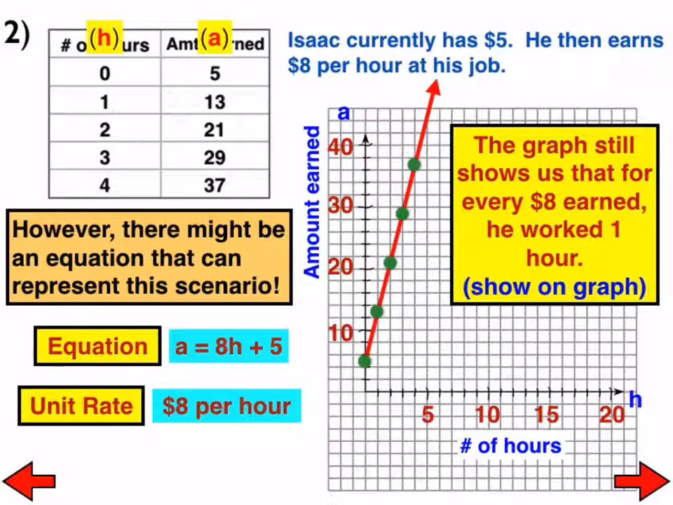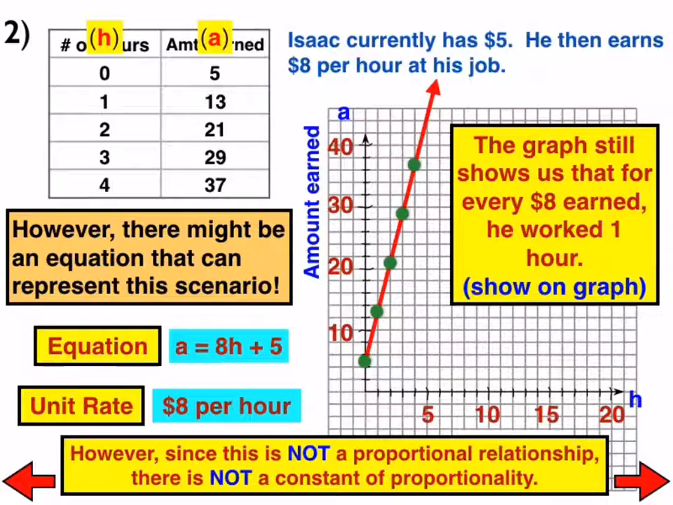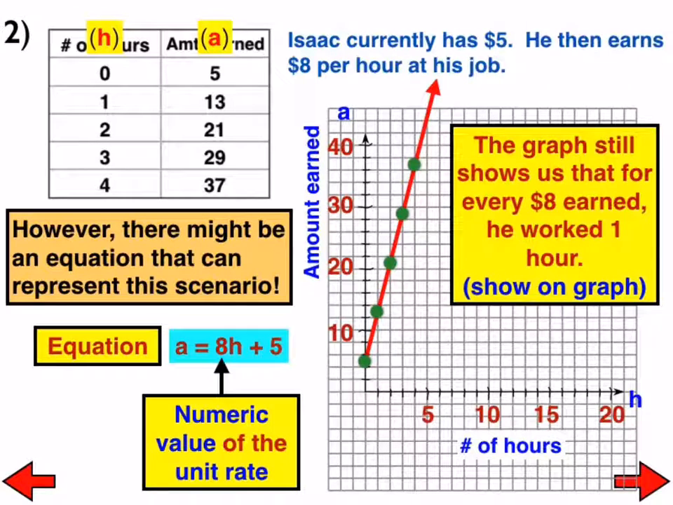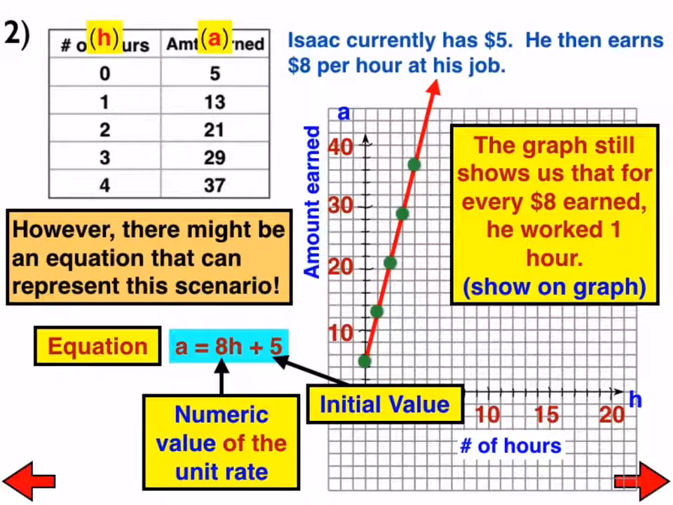Now, we can also find that unit rate from just the equation alone. So I'm going to point this out, and you should add this to your notes. That number right there, just like with a proportional relationship, is the numeric value of the unit rate. Now, the only piece that we've added on there is this plus 5, and that plus 5 is always called the initial value.